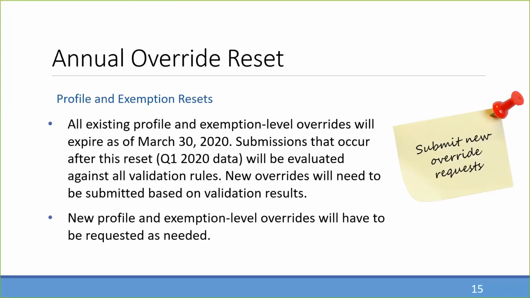So again, as we have done in years past, we'll be performing our annual override reset, and this means that all profile and exemption overrides that you have in place will expire as of March 30th, 2020. Submissions that occur after this reset will be evaluated against all of the validation rules, and new overrides will need to be submitted based on those results.